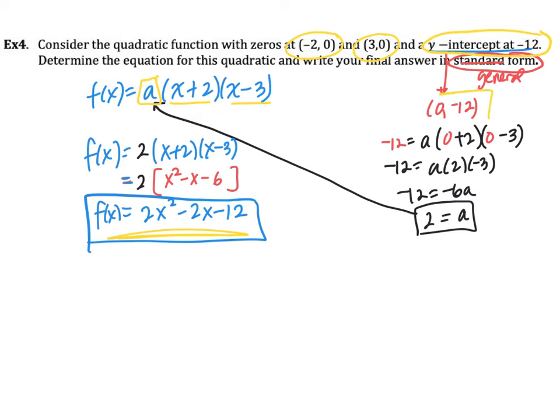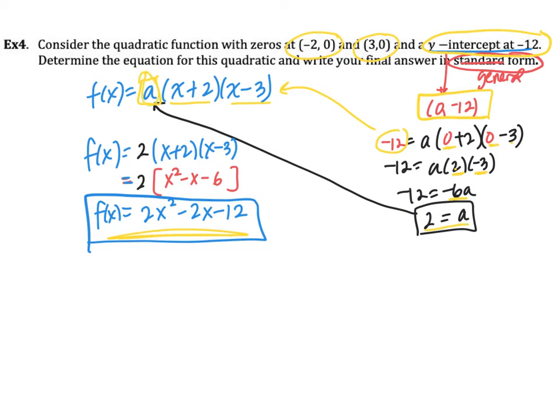So what does y-intercept mean? That means it's when x is 0, y is going to be negative 12. So I plug in negative 12 for y and 0 for x. I'm just using this function right here. And so I get negative 12 equals 0 plus 2, which is 2, 0 minus 3, which is negative 3, and negative 2 times negative 3 is negative 6. I divide by negative 6 and get a equals 2.